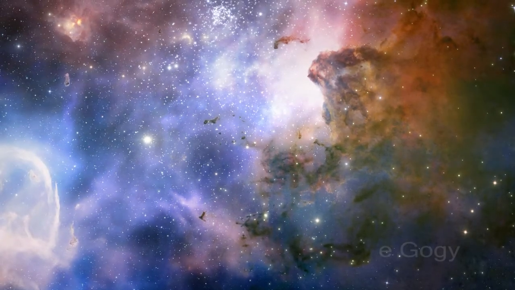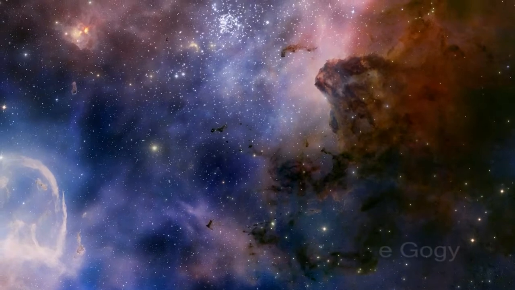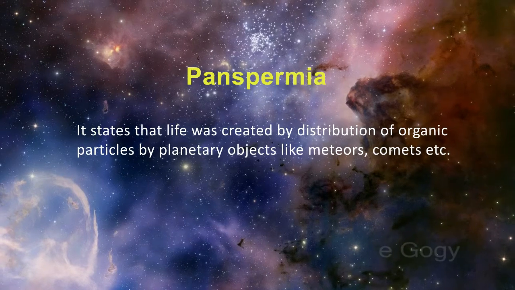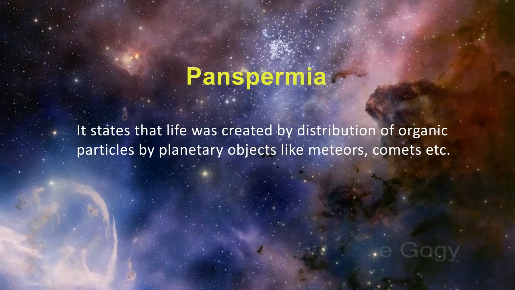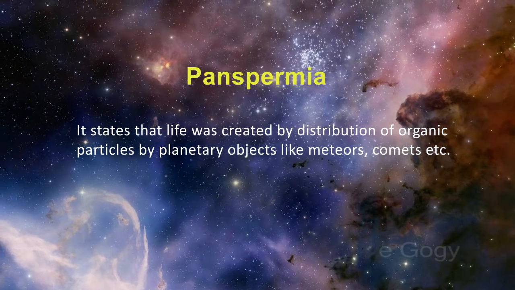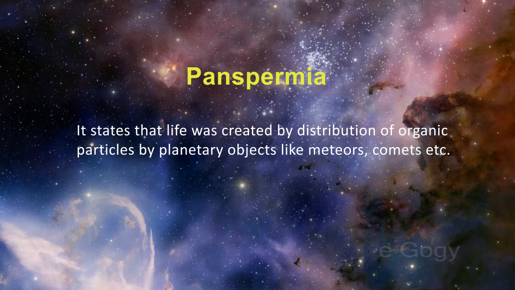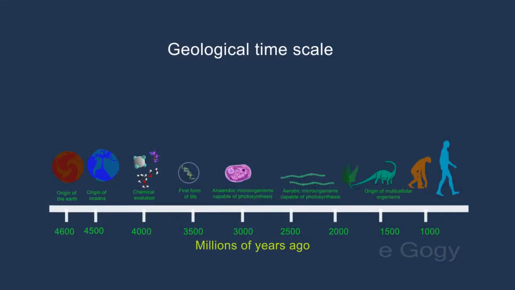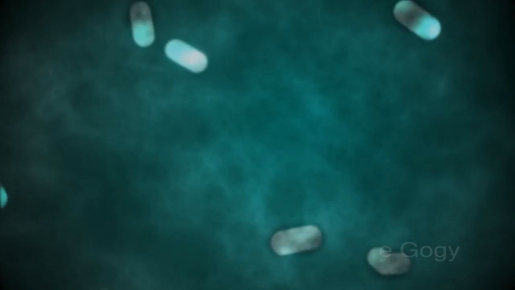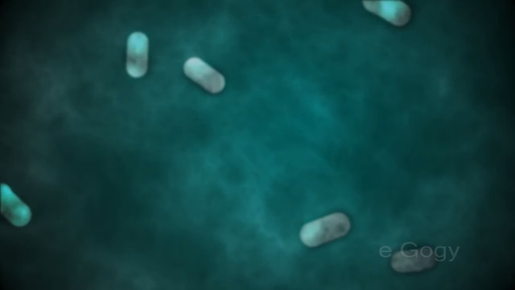Another theory of the origin of life that is popular today is panspermia. It states that life was created by distribution of organic particles by planetary objects like meteors, comets, etc. The geological time scale is one table that explains the origin of life. The simpler cells of the new living things evolved into the more complex multicellular organisms by the process of evolution.